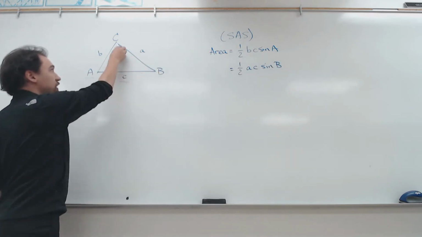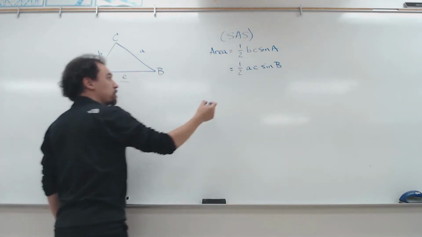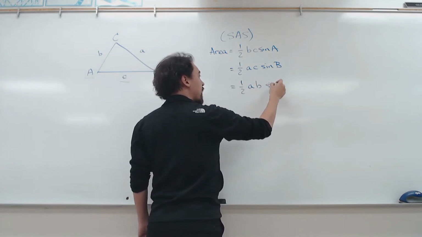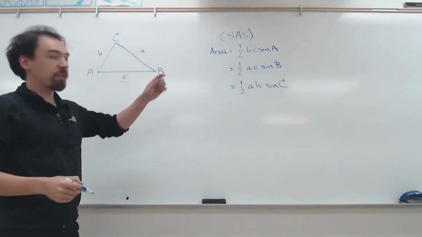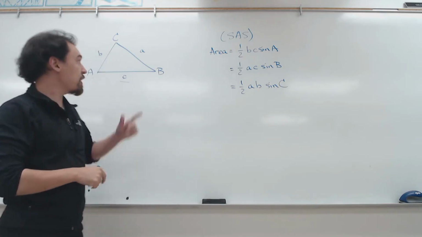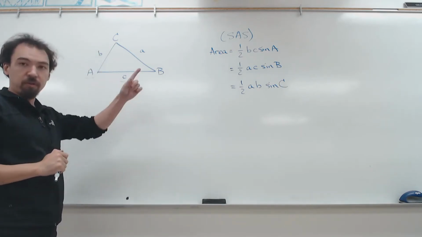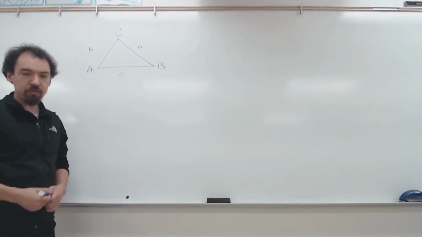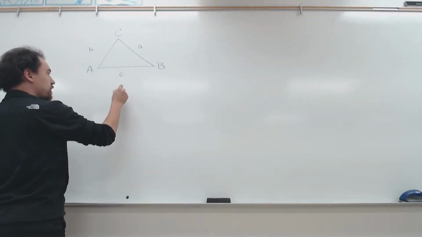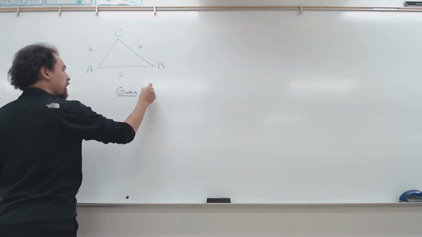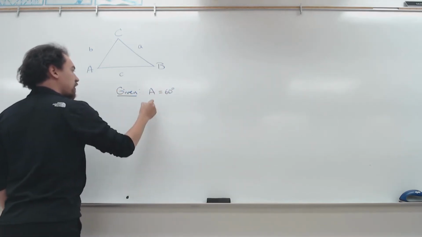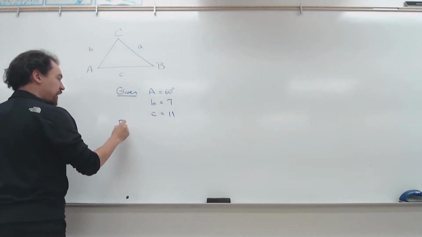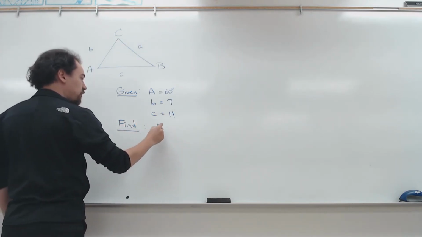And from angle C's perspective, side-angle-side would be 1/2 lowercase a, lowercase b, sine of capital C. All three of these formulas will give you the same area of this triangle so long as you have side-angle-side information. Let's try an example. We are given the following information. Angle A is 60 degrees, lowercase b is equal to 7, lowercase c is equal to 11. And we would like to find the area of the triangle.